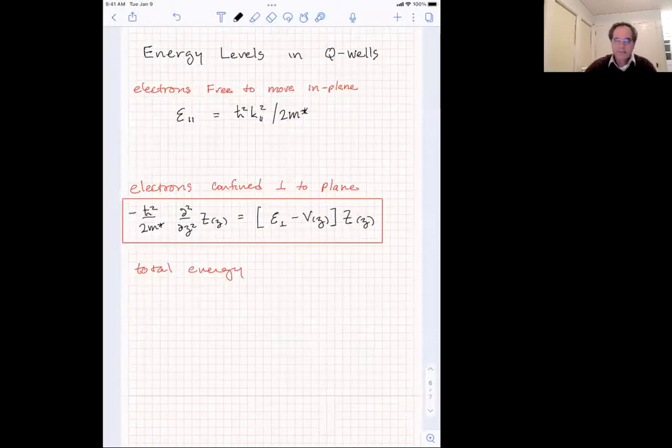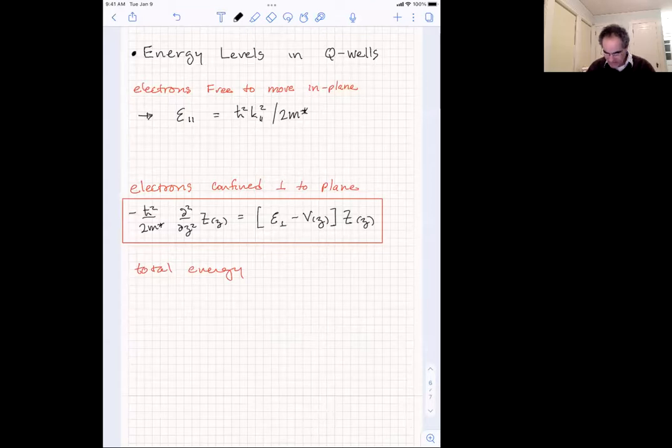system. Very good. So taking up our story then, what we found is that the electrons are free to move in the plane. And like free particles, they have a component to their energy, E parallel, which is just their kinetic energy in the plane.